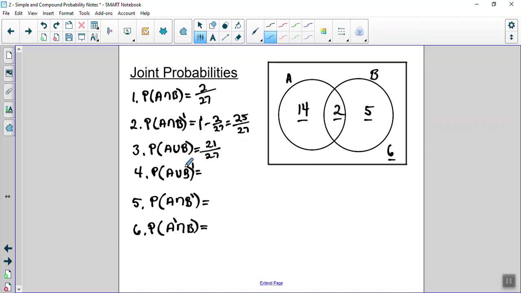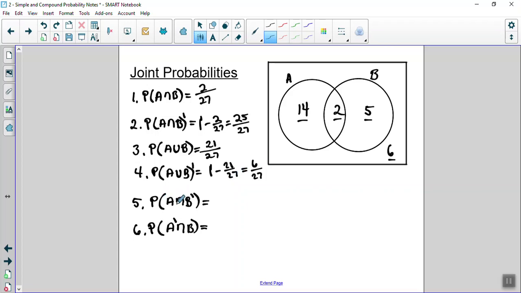Okay. Now this says not that part, so it'd be 1 minus 21 over 27, and that gives me 6 out of 27. Again, I do that so fast by saying 21 plus what number is 27, and that's 6. Okay.